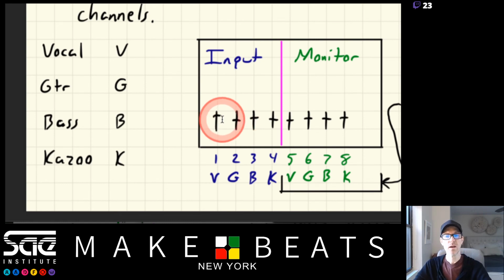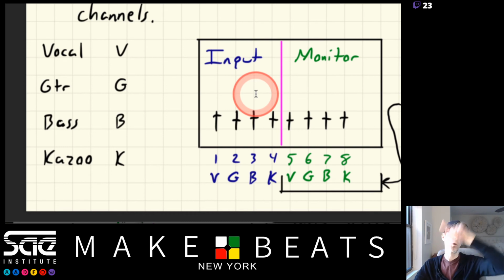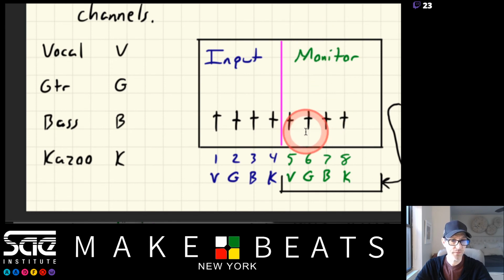So here we have channels 1 through 4 as our input path, and those channels would go from the console to the recording device. And the recording device would come back to the console on channels 5, 6, 7, and 8. And this is our monitor path. So what happens is we would have these set up so we're not actually hearing them. They're going straight into the recording device without us listening to them.